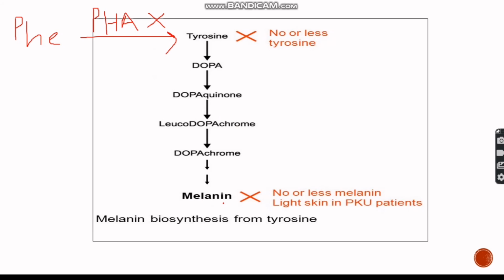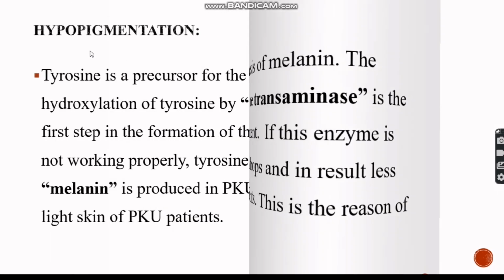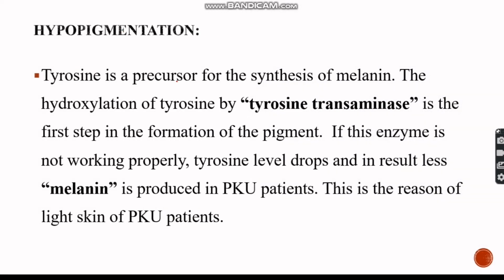So that's why patients suffering from phenylketonuria have lighter skin, because the melanin pigment is in very small amount, or it is completely absent. Okay, that's why patients suffering from phenylketonuria also suffer from hypopigmentation. So tyrosine is a precursor for synthesis of melanin. If this enzyme is not working properly, then tyrosine level drops, and as a result less melanin is produced in PKU patients. This is the reason for the light skin of PKU patients.